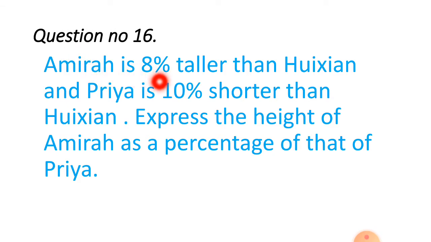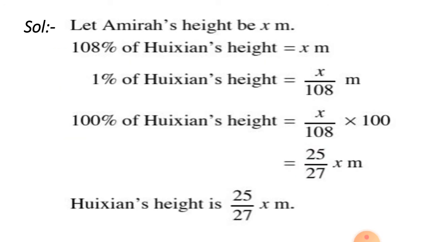Amira is 8% taller than Hussein, and Priya is 10% shorter. What is taller and what is shorter? Taller, it is showing the positive value, that is increased. So 100 plus 8 is equal to 108. Shorter is showing the negative sign. So that is 100 minus 10, it will become 90%. Express the height of Amira as a percentage of that of Priya. Let's go with the solution.